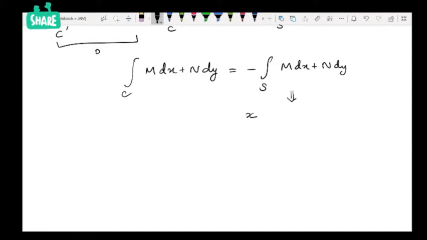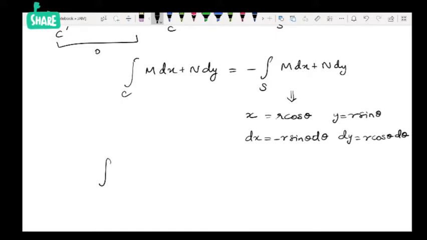Here I'm going to change it to polar form because that will be very easy to integrate. So I'm writing x as r cos theta and y as r sin theta, differentiating that with respect to theta. I'm just finding the derivatives. So dx is equal to minus r sin theta d theta and dy equal to r cos theta d theta. So the integral over S will be the integral over S of x dx.